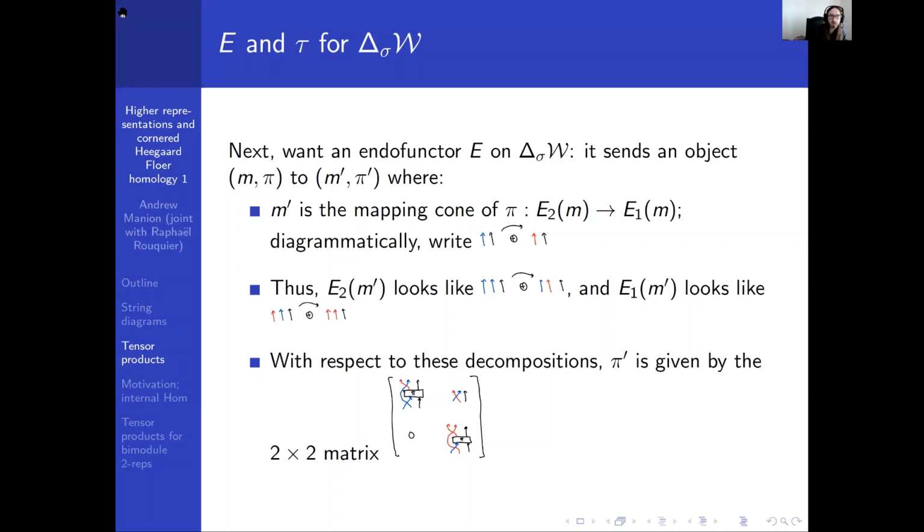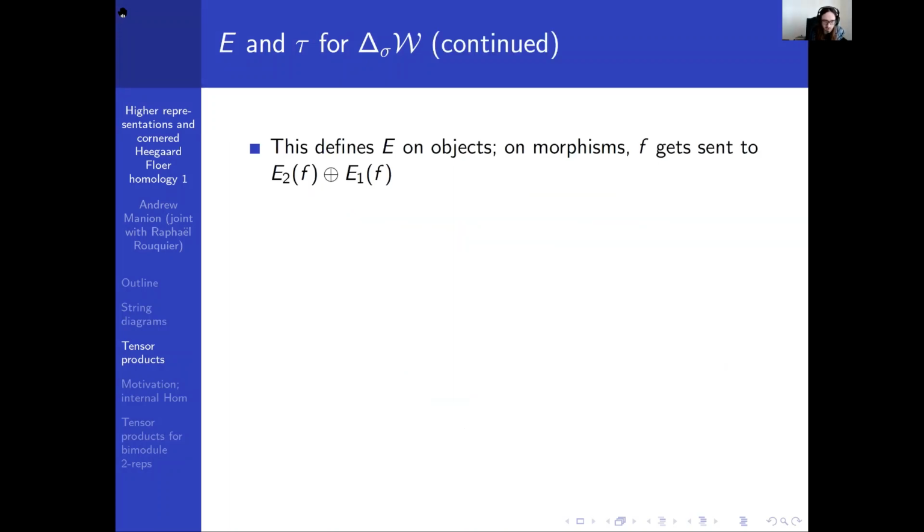Now, what's not clear at all, just by writing this down, is that this M prime comma pi prime is a valid object of delta sigma of W, so that E actually sent M pi to another valid object of delta sigma of W. Okay, but these are the definitions, and we can just assume that for now.